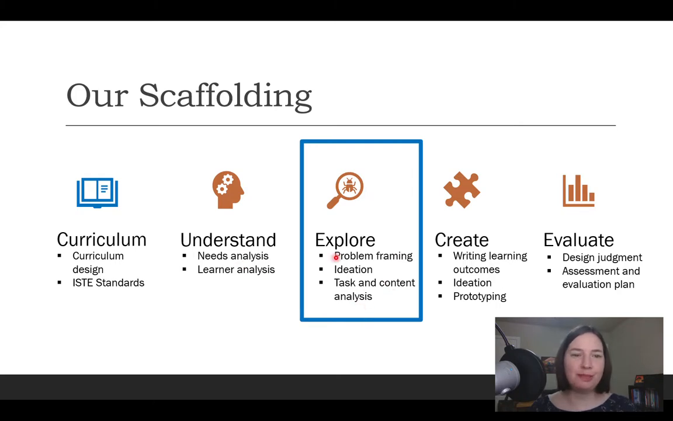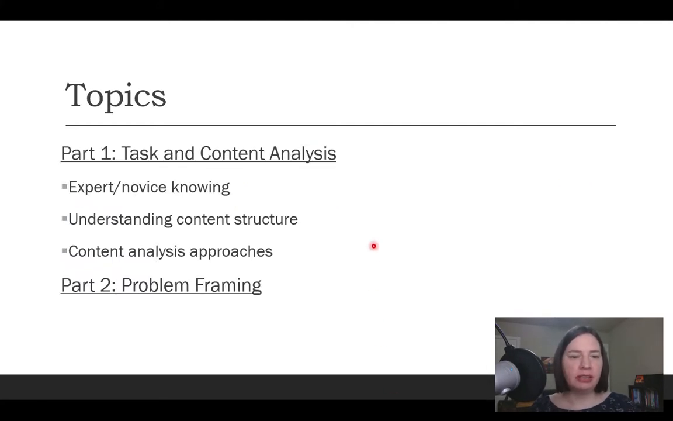Again, these blur across. Ideation can be explore, it can be create. Task and content analysis could be understand or explore. But this is where we are in the scaffolding we're using for our course. So like I said, the first video is task and content analysis, and I'm going to break that down into a couple sections I'll tell you about in a minute. And then the second video will be on problem framing.